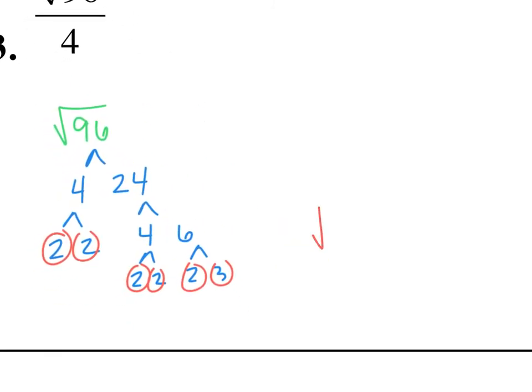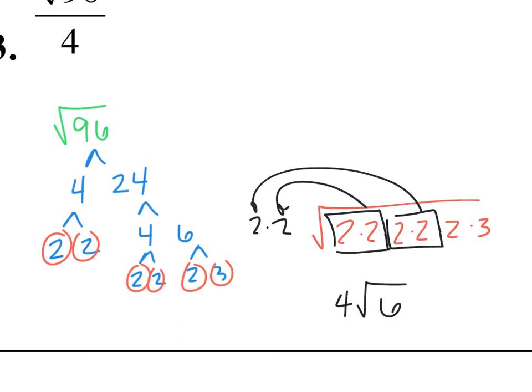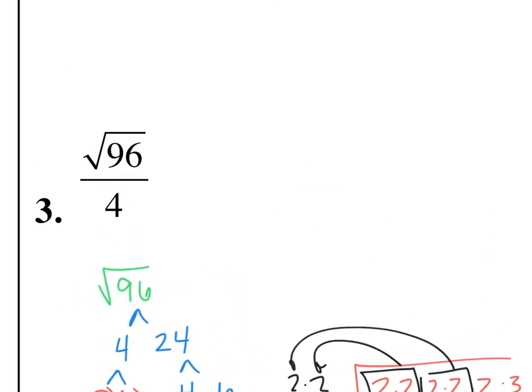So I have a radical 2 times 2 times 2 times 2 times 2 times 3. Double on the inside, single on the outside. Becomes a 2. Becomes a 2. And that's it. So 2 times 2 is 4. 2 times 3 is 6. So radical 96 is simply 4 radical 6.